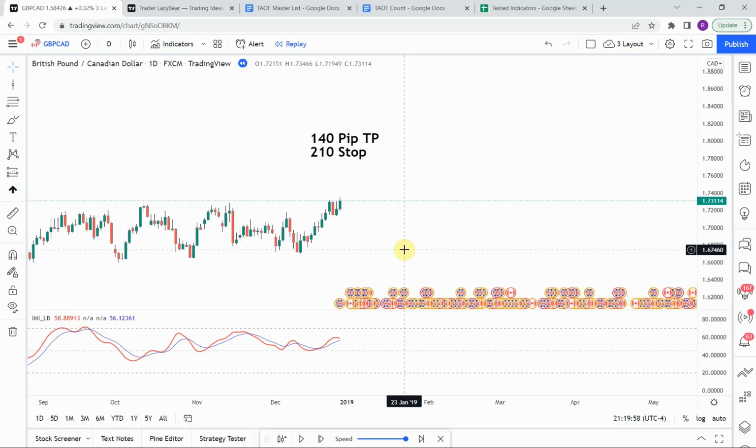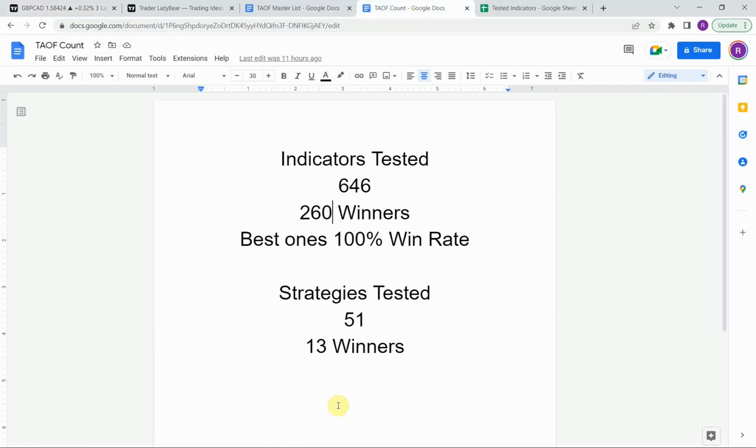Alright, as I said, today we will be testing the Intraday Momentum Index. Before we do though, I wanted to put the testing scoreboard up for everyone to see. So to date, we have tested a total of 51 different strategies, with 13 of them being profitable. We've also tested a total of 646 indicators, with 260 of them being winners. The best ones so far were able to achieve a 100% win rate. Now you need to go back and watch those videos to understand the context of how they were able to achieve that. So go back and watch those videos and see what you can get out of those winning indicators. And keep in mind that we test most of these strategies and indicators on the Forex market, but they can be applied to just about any market universally.